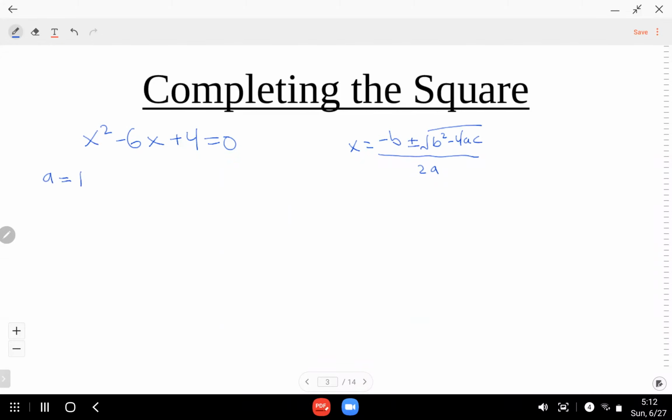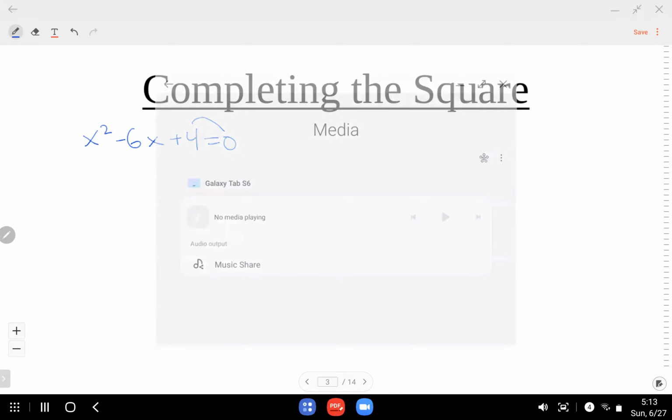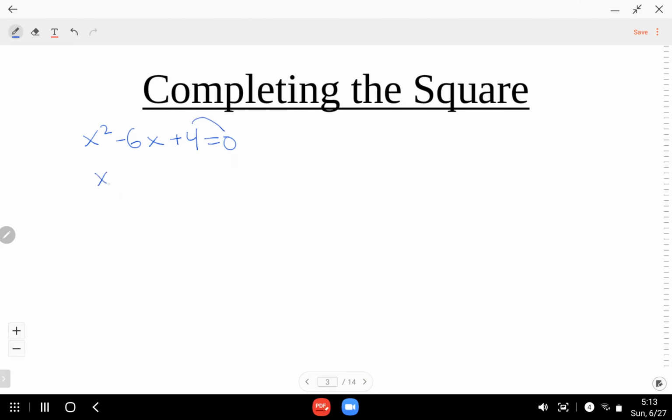And then our b value is equal to negative 6, c value is equal to 4, and then we can just plug that in to the quadratic formula and get our answer. But we can use another method, which is completing the square. So what you need to do first is move this 4 to the other side, so you have x squared minus 6x equals negative 4.